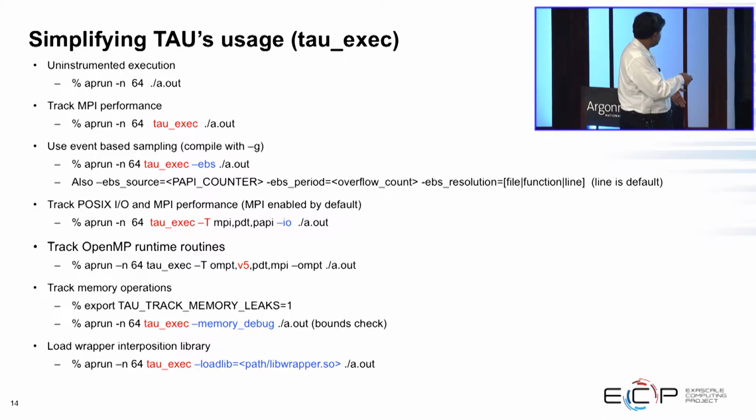So if you want to use different configurations of TAU, you have a tag which allows you to select between multiple ways in which TAU was configured, and you can say -T MPI, PDT, PAPI. PAPI is the hardware performance counter library, and here I am saying track IO calls in the code as well.